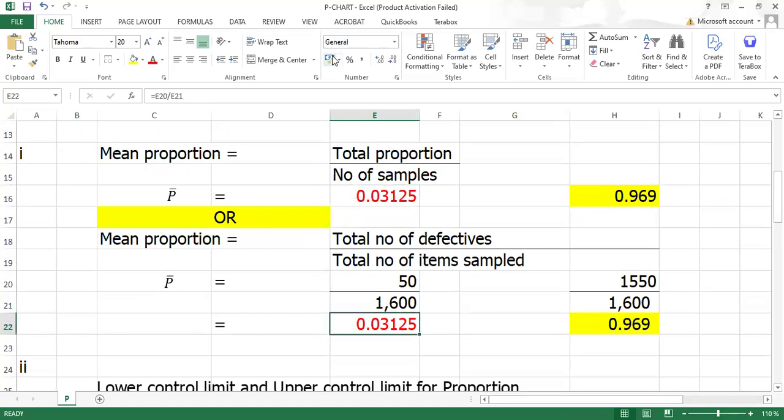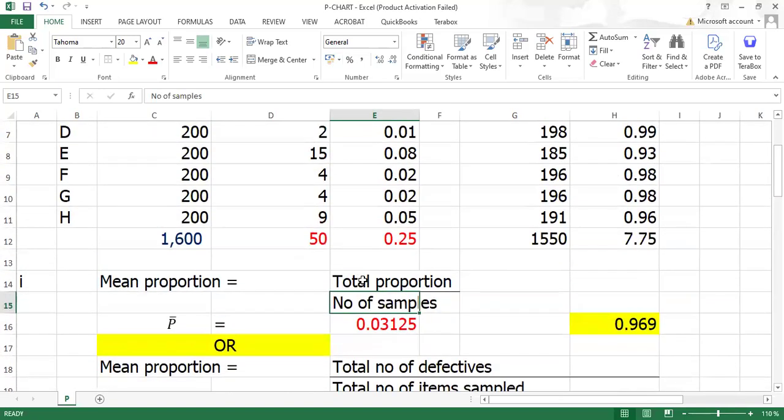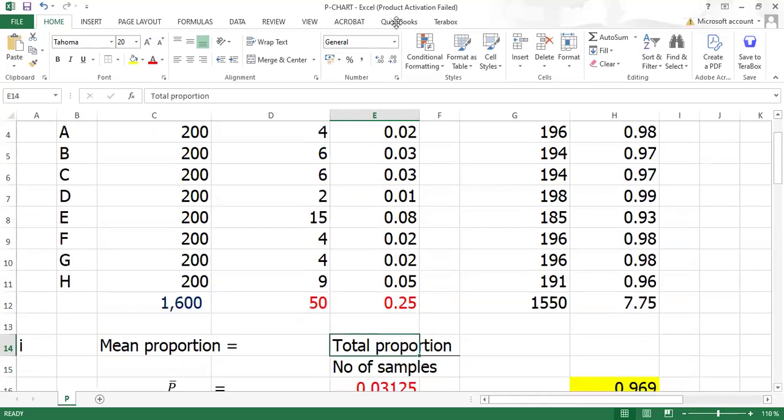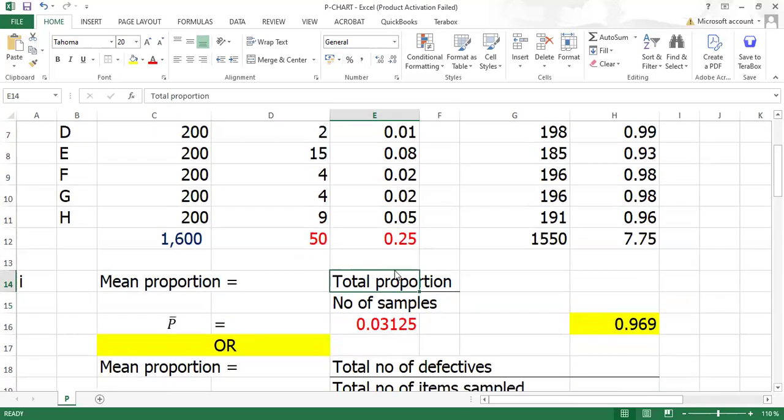Which number of samples did you use on the first formula? Here number of samples. Here number of samples. You count to get this total proportion. How many items do you actually add?